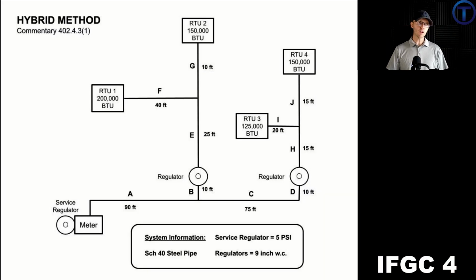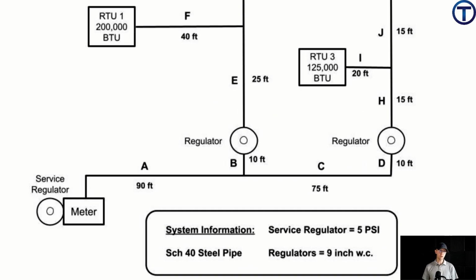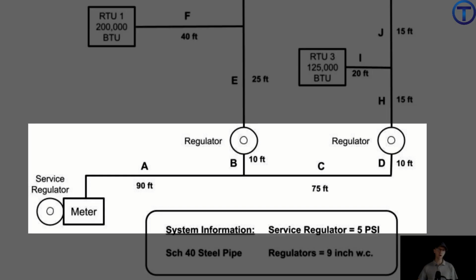Take a close look at this system. We are dealing with a commercial system. It has rooftop units. We look at the point of delivery, which is the meter, and at the meter there is a service regulator. That regulator is going to be set to 5 psi. That's a higher pressure for gas. It's going to be enabling this main trunk line to run at a higher pressure, and we'll see what that does for our pipe sizes.